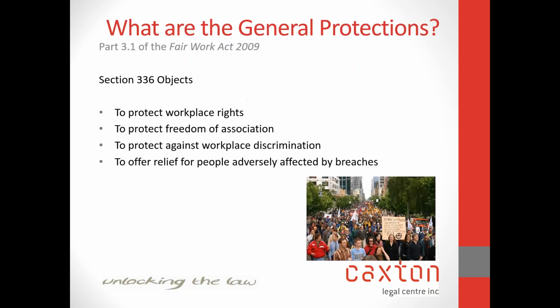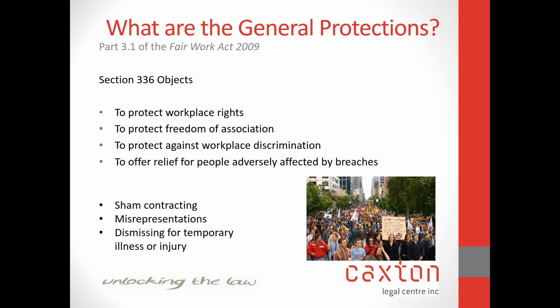So, next slide. What are the general protections? You will find the general protections provisions in Part 3.1 of the Fair Work Act. Section 336 sets out the objects. So, it makes it clear that what they do is protect workplace rights, freedom of association, freedom from discrimination in the workplace, and they offer a relief for people affected adversely by the breaches. In addition to the protections laid out in the objects, there are also protections against sham contracting, certain misrepresentations, and a specific protection against dismissing people for temporary absence for their own illness or injury.